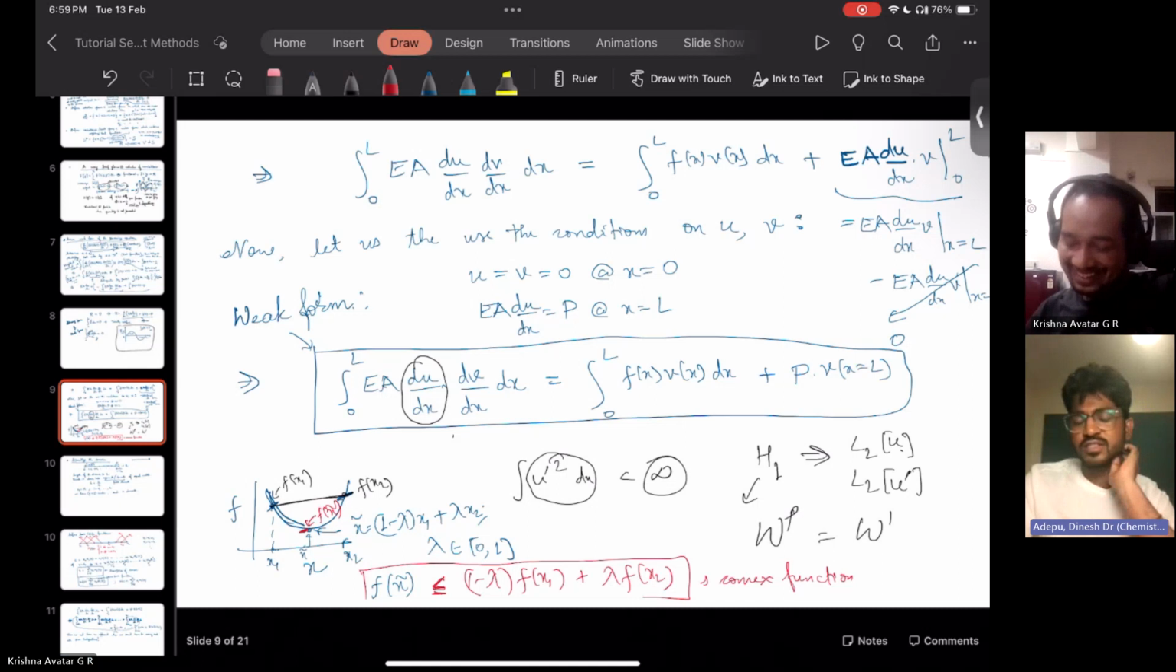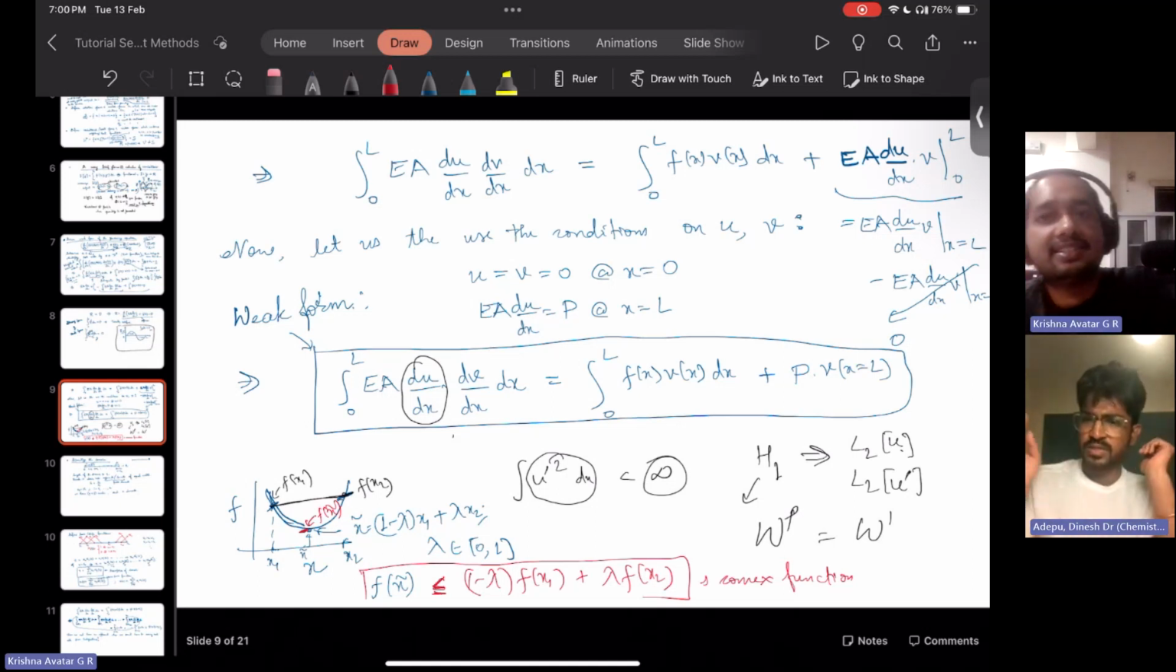I could be wrong, but I never see convex functions written in FEM books. Do you find convex functions? Do they even mention that? Not in advanced books, at least some good engineering-level books.